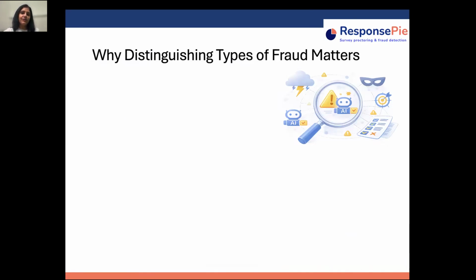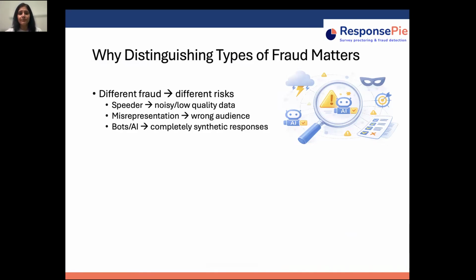So, why does it matter that we distinguish between the different types of fraud? Well, there are two main reasons for that. One, different types of fraud can create very different problems in your data. So, to give you an example, if you're dealing with your traditional forms of fraud, like your speeders, for instance, the issue tends to be mostly noise. These people are not really paying attention to the survey items, they're not reading instructions, etc. So your data become less reliable.